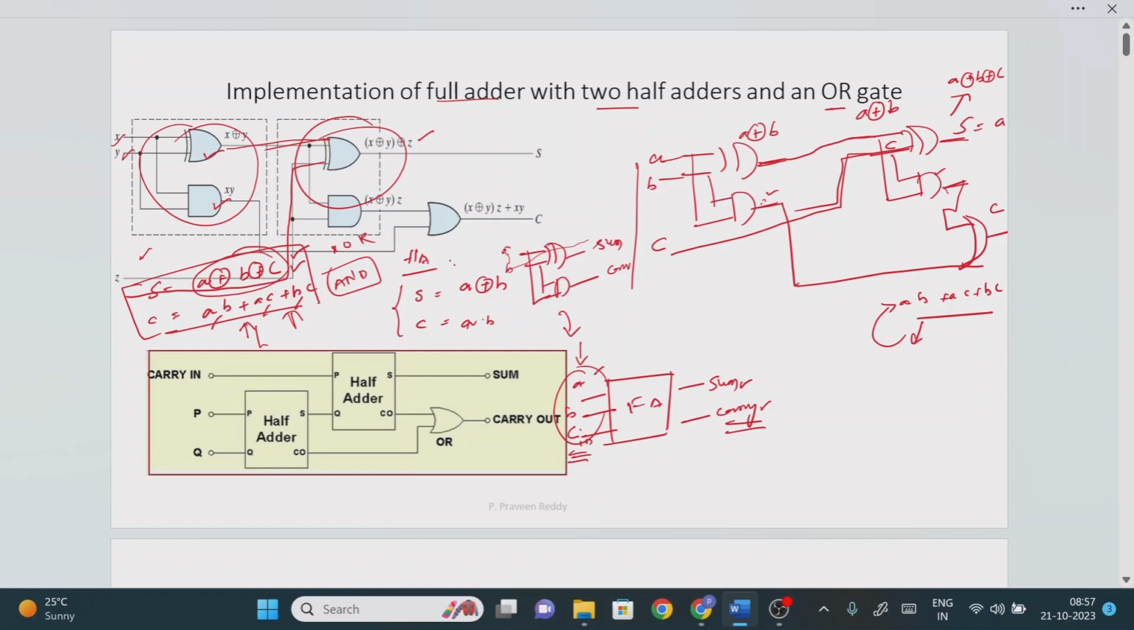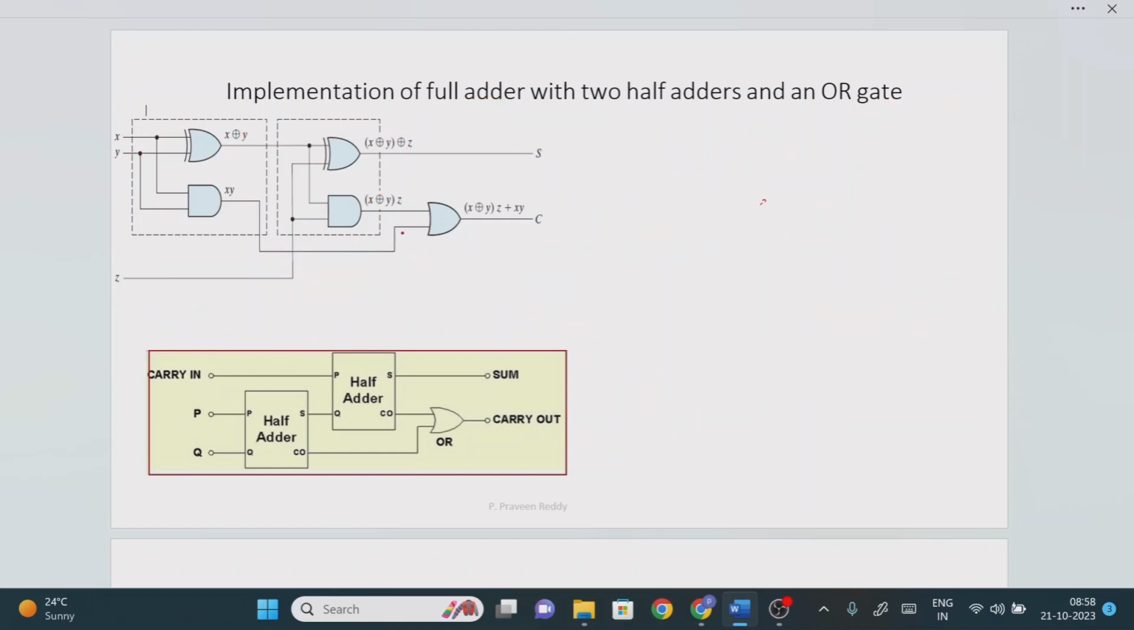If you want to remember in a simple way, we can write something like this also. It means that you don't need to remember the expression for the sum of the half adder or the expression for the carry of the half adder. So in this design, as usual, we are considering two half adders: half adder 1 and half adder 2. In one half adder we will be getting how many inputs? Only 2. In the second half adder, one of the input terminals we are getting is one more input, nothing but the carry in.